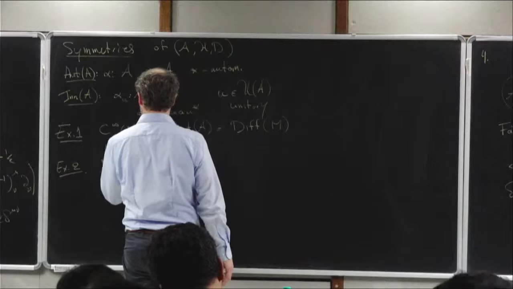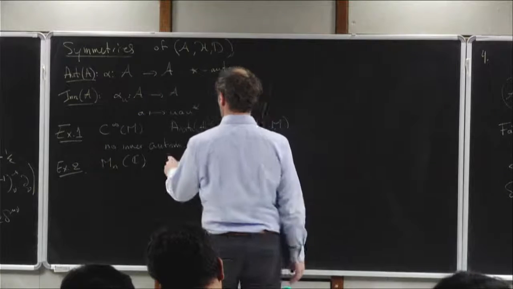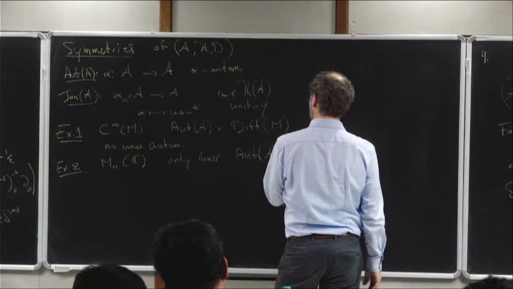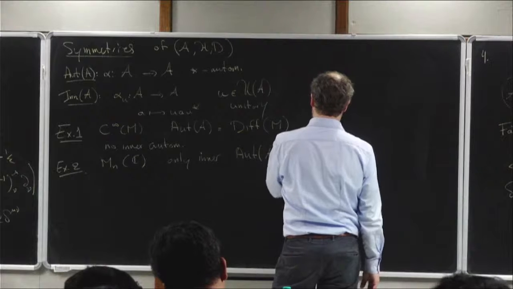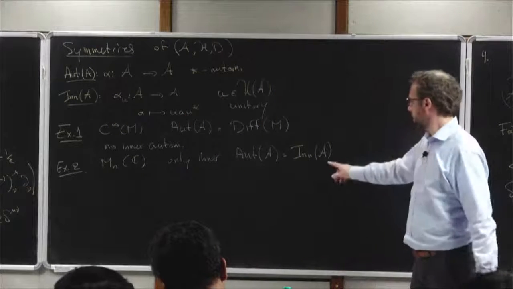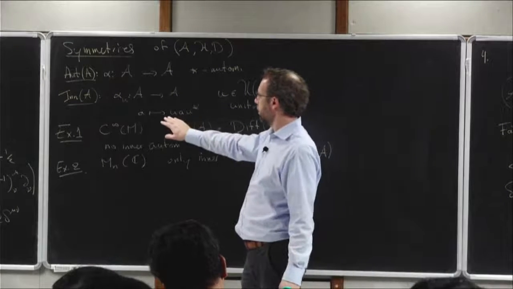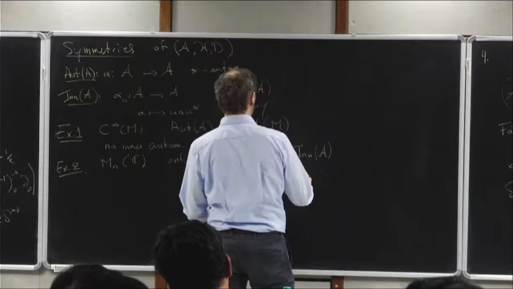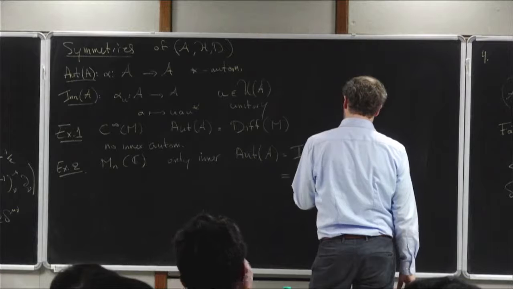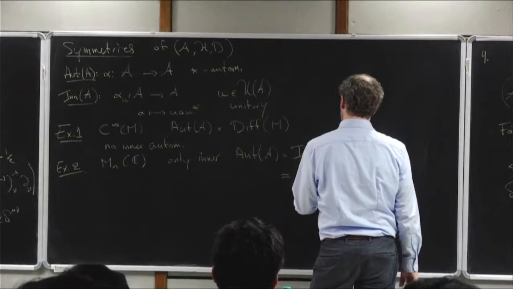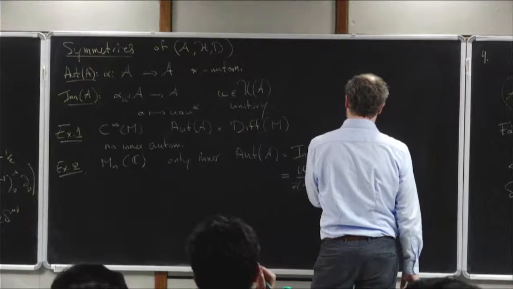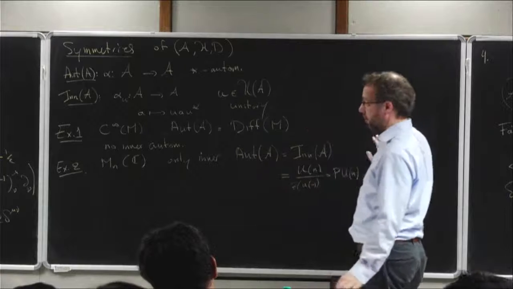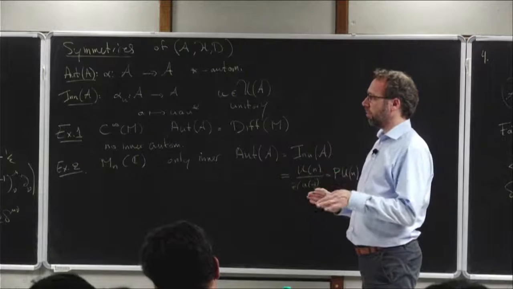That's Mn(C). Then there are no outer automorphisms. There are only inner automorphisms. So all of Aut is actually Inn. And inner means you take a unitary, except that there is a kernel to this map. By mapping a unitary to Ad u, of course, if you take something in the center, that will also disappear. So in this case, it will be U(n) over the center of U(n), which is also called PU(n). So in this case, everything is inner, and the difference between these two is really extreme.